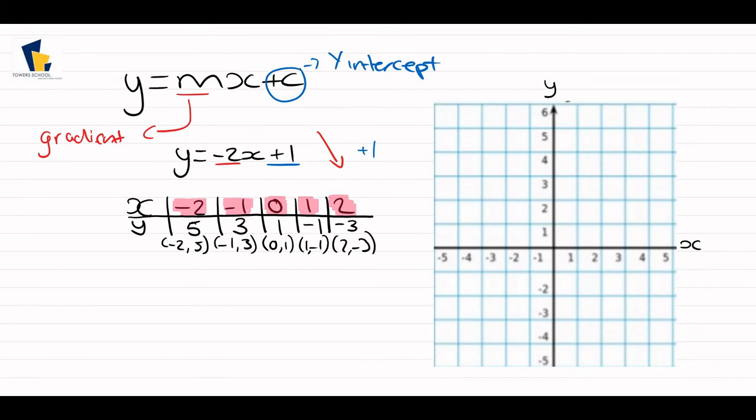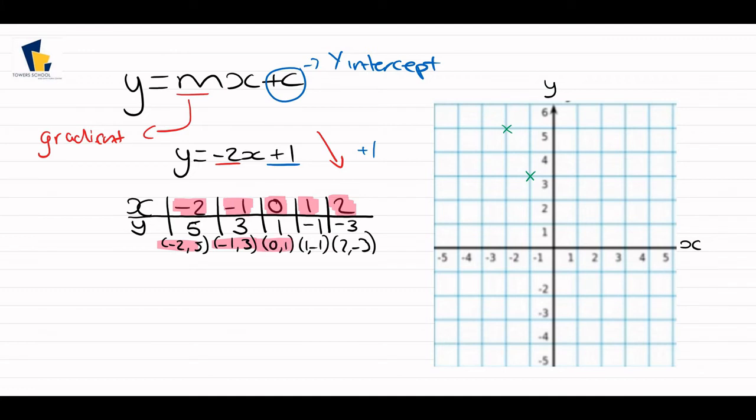So firstly, -2, 5. This is the one that we are going to plot first. So I'm going to go on the x-axis to -2 and then up to 5. So my first point is here. Okay. The next one I'm going to have is -1 and 3. So I'm going along the x-axis to -1, and then up to 3.